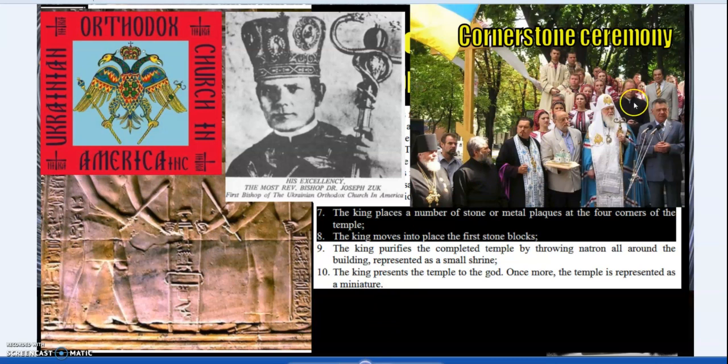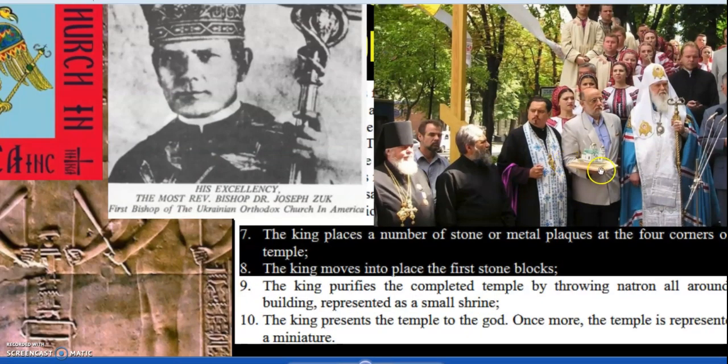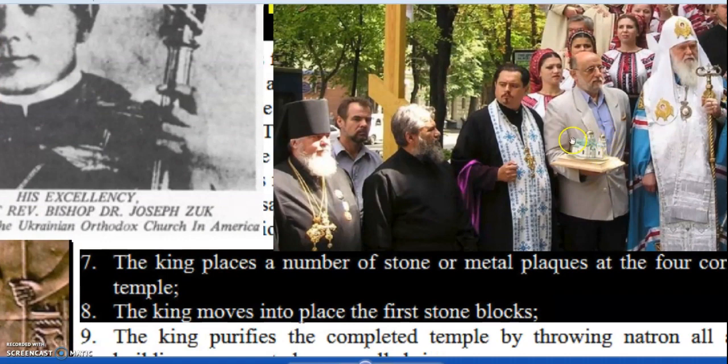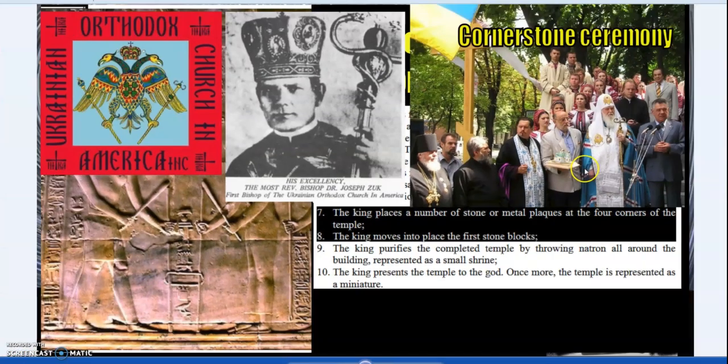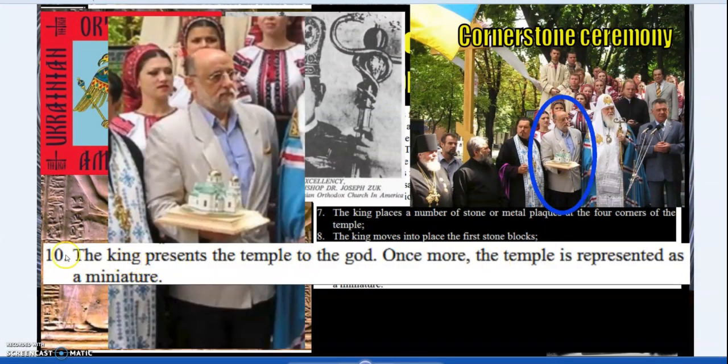Which brings us to, in the Ukrainian Orthodox Church, now they're laying a cornerstone, and the first block, the cornerstone, is moved into place with metal plaques. Now there's an interesting feature here because, again, a common practice is to hold a miniature of this particular building as you're laying the cornerstone, which is very similar to the stretching of the cord ceremony. So step 10, the king presents the temple to the god. Once more the temple is represented as a miniature.